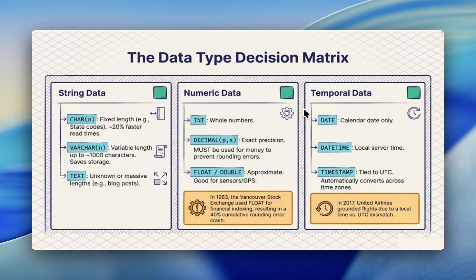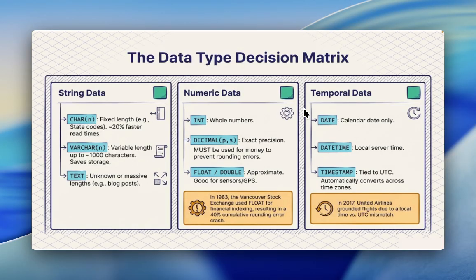The data type decision. String data: CHAR is fixed length, for example state codes of 2 characters, with faster reads. VARCHAR is variable length, up to 1000 characters, for example a blog post. TEXT is for unknown or massive length. Numeric data: INT for whole numbers, DECIMAL must be used for money, and float or double are approximate, good for sensors. In 1986, the Vancouver Stock Exchange used float to compute its index, resulting in a rounding error crash.